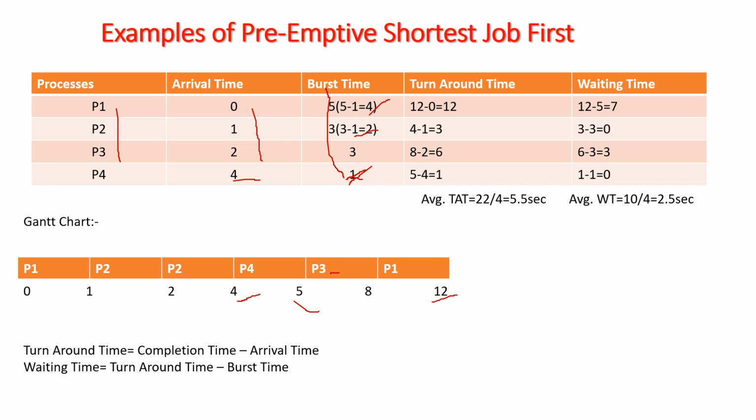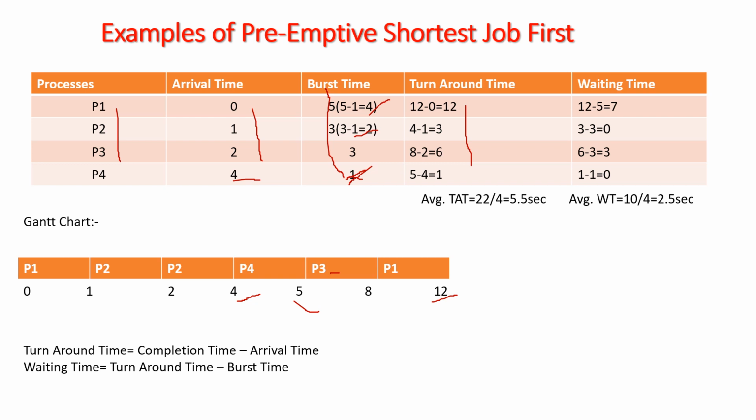P2 completion time is 4 and arrival time is 1. 4 minus 1, 3. And P3 completion time is 8, arrival time 2. 8 minus 2, 6. And P4 completion time is 5 and arrival time is 4. So 5 minus 4, 1. Now we have to calculate the average turnaround time, which is the summation of these divided by the number of processes, which comes to 22 by 4, 5.5 seconds.